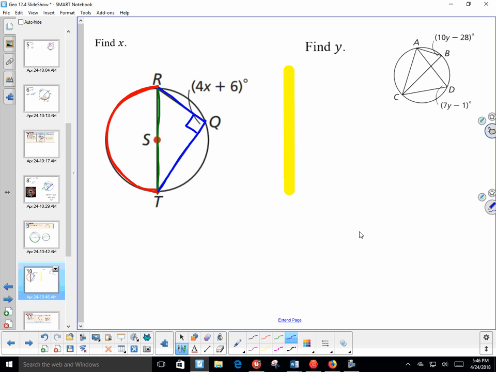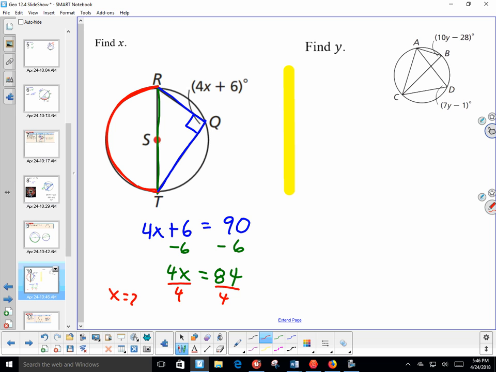So if I know that's a right angle, then 4x plus 6 has to equal 90, and I can solve for x. I subtract 6, I get 4x equals 84, and then I divide both sides by 4, and I get x equals 21. Feel free to pause if you need to get all this good stuff down.